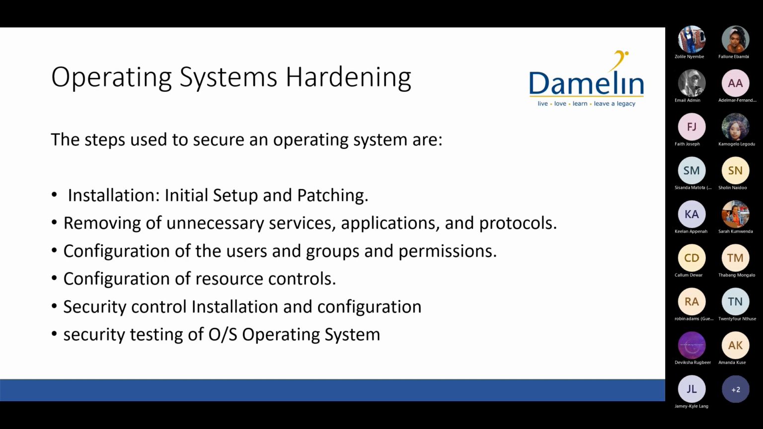Operating systems hardening. So the process of hardening your operating system is ensuring that it is very secure. Okay, so you're constantly looking for ways to make your operating system secure, and we refer to that as hardening. So the steps used to secure an operating system are, during installation, okay, we're going to break it down slide by slide, but we do it during installation and patching, removing unnecessary services, applications, and protocols, configuring the users and groups permissions, configuring resource controls, security control installation and configuration, and security testing of the operating system.